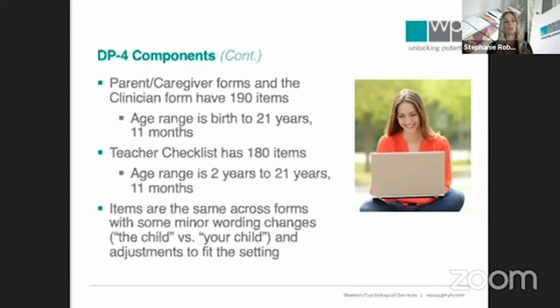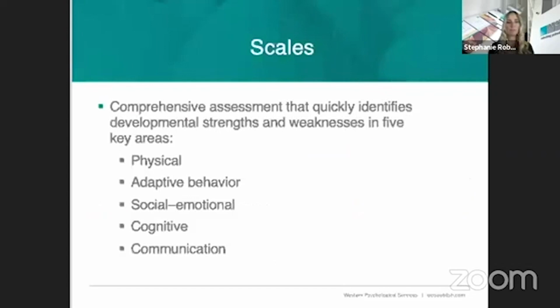And by the way, if you are evaluating an older individual and you don't consider them a child, obviously, the parent is going to be able to relate to them because it's their child. But you can always use the individual's name, and that's fine. The scales that we have available with the DP4 are the physical, adaptive behavior, social emotional, cognitive, and communication. And this assessment quickly helps you identify developmental strengths and weaknesses in those 5 areas.